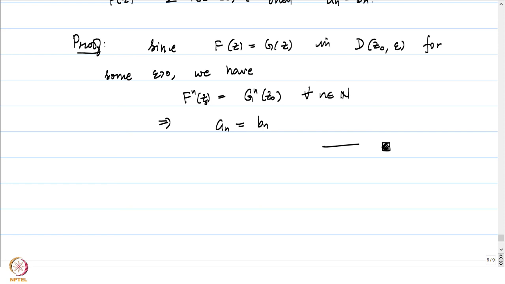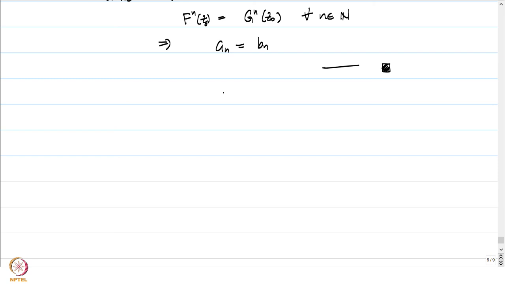This is a special version of what is called the identity theorem, which tells us that if two power series agree in an open set, then they should necessarily be the same. The power series are equal means that the coefficients are the same, and that's what this theorem says. We'll prove a much stronger version of this theorem later, but this is the first and the most basic version you can look into.